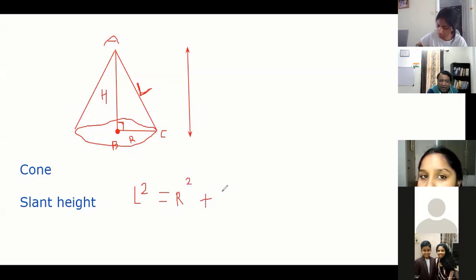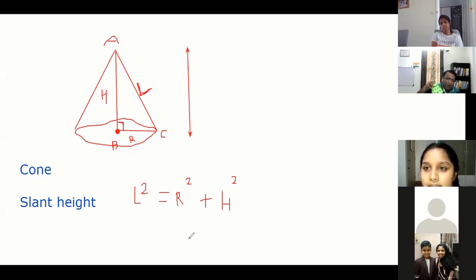plus H square. It applies everywhere here. Got it? L square equals R square plus H square. Slant height is equal to the square root of R square plus H square. So if I say the radius of the base of the cone is 3, and actual height is 4, what will be the slant height?